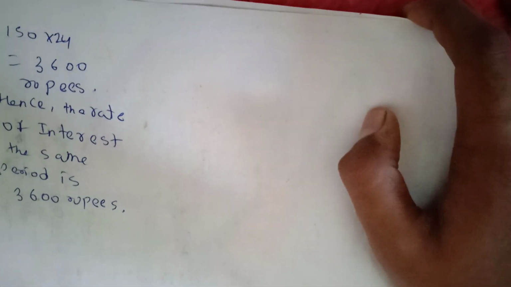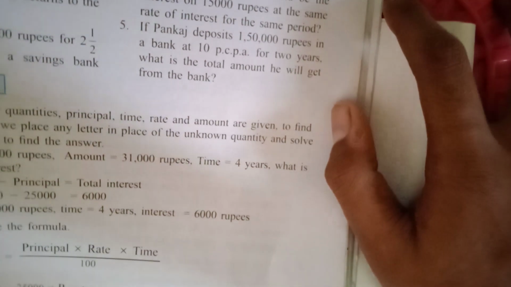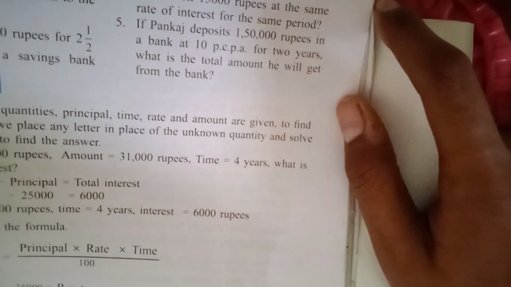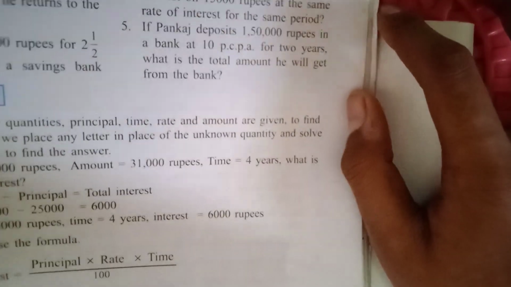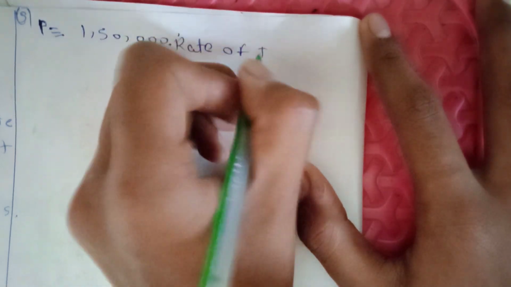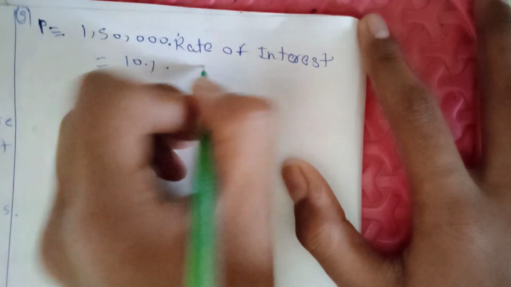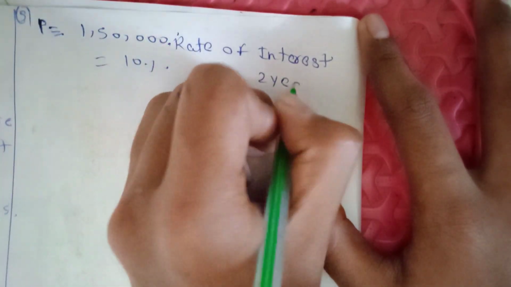I hope you understood this sum. The last question of this practice set, let's solve. Question 5. Pankaj deposits 1,50,000 rupees in a bank at 10 PCPA for 2 years. What is the total amount he will get from the bank? So let's solve this. Principal is equal to 1,50,000 rupees. Rate of interest is equal to 10% and T means time is equal to 2 years.